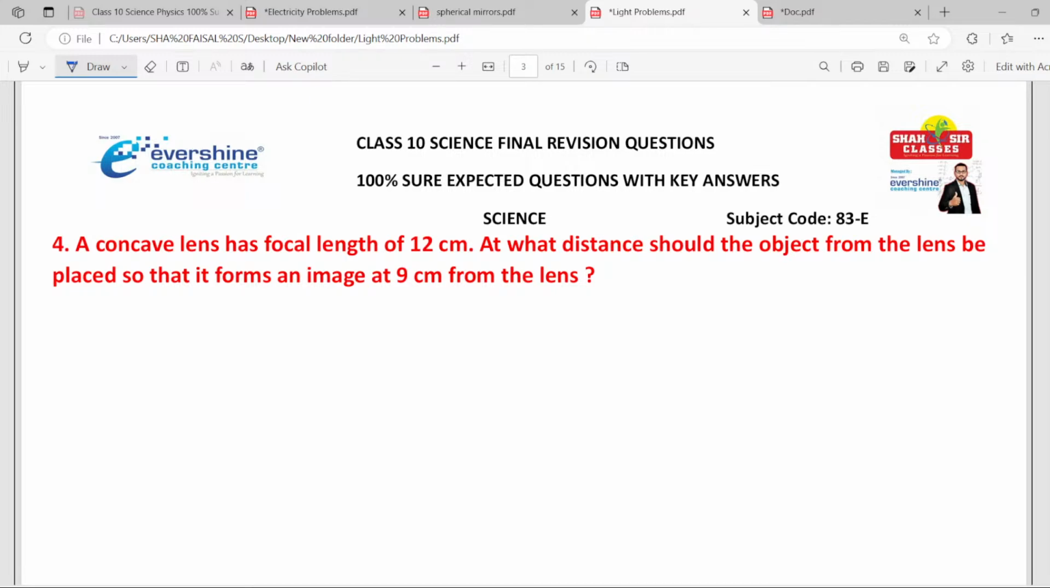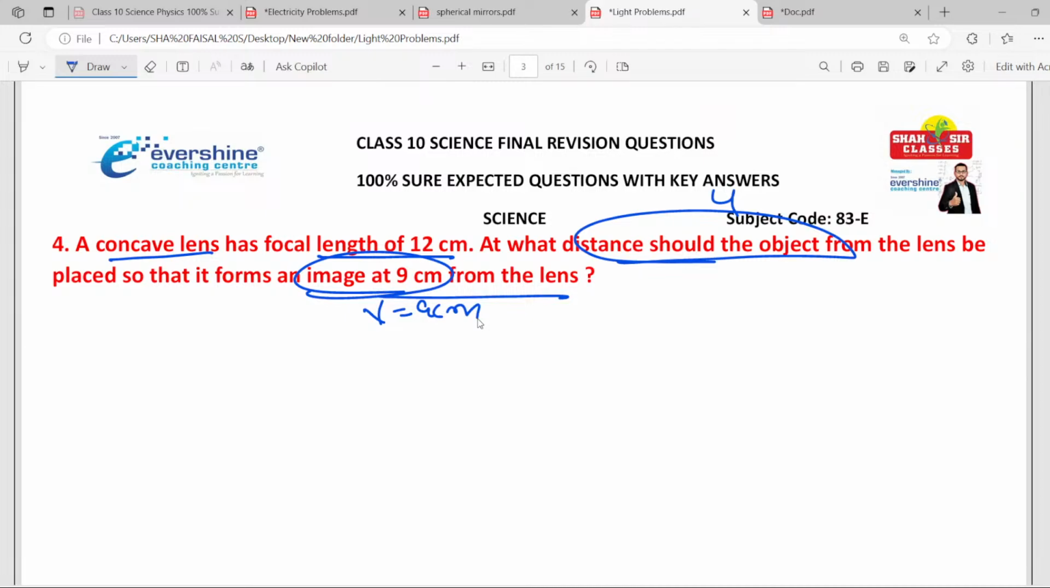A concave lens has focal length of 12 centimeter. At what distance should the object from the lens be placed so that it forms an image at 9 centimeter from the lens? Okay. Now how to solve this problem? Here the question is concave lens. Focal length they have given 12 centimeter. They are asking object distance u. They have given the image distance, v value. U value they are asking us to calculate.